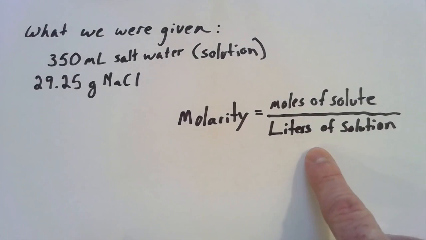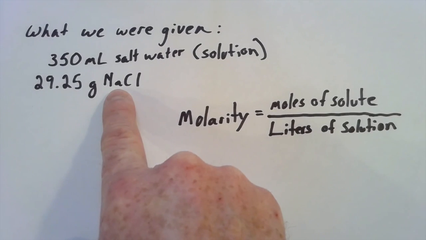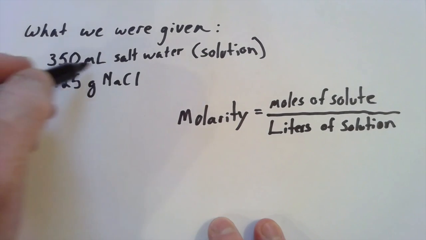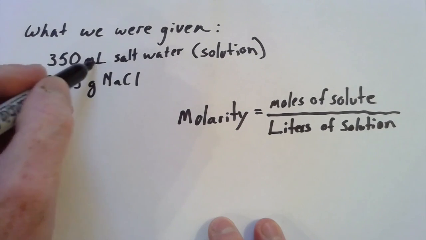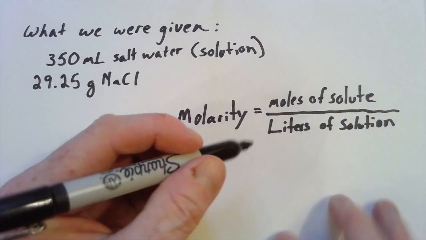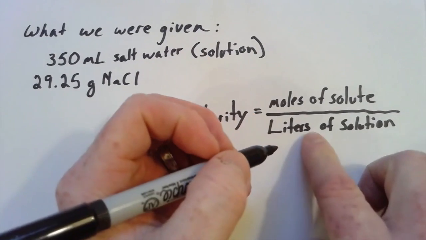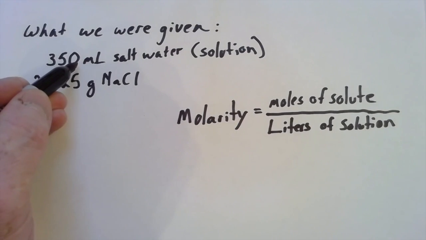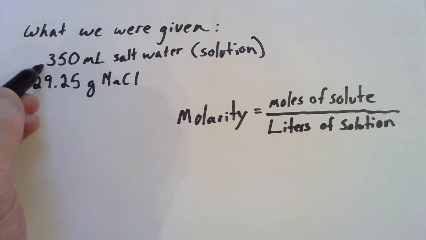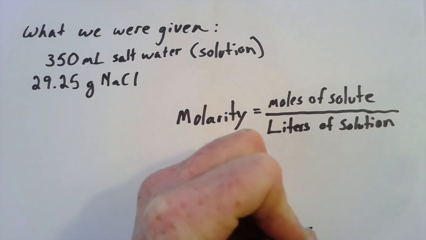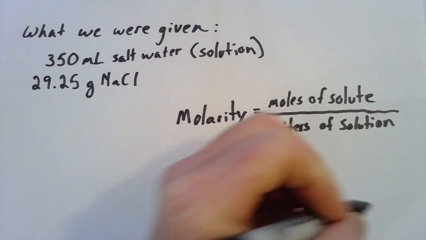So with this formula in mind and this information given in the problem, we had to fix two things. Number one was the water, the salt water itself. It was given in milliliters. We needed to convert that to liters. So down here, this is where we put our liters of solution. That's the salt water. So we converted 350 milliliters by sliding our decimal place back 3 places. We made it to liters. So that's really 0.350 liters of salt water.